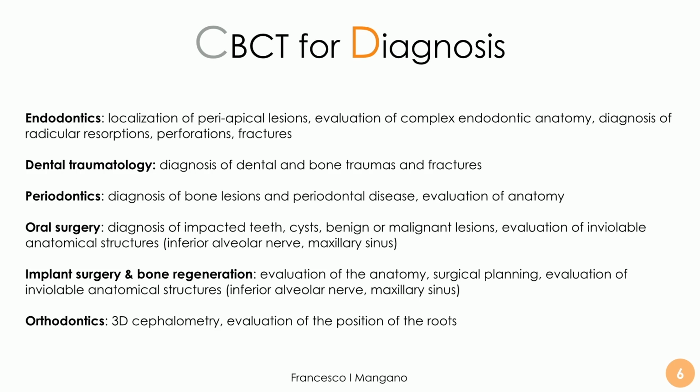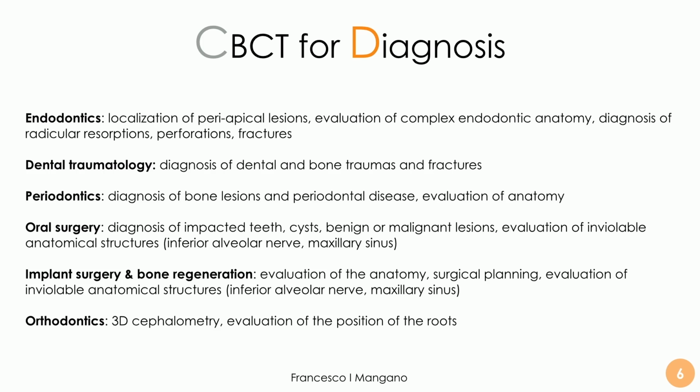In perio it is as well very important because it can help us for the diagnosis of bone lesions, periodontal diseases. We can also evaluate the anatomy, that is also very important for oral surgery. For example, when we have to remove wisdom teeth, or in general impacted teeth, when we have situations like cysts, or benign or malignant lesions, and also when we have to evaluate where structures like the inferior alveolar nerve or the maxillary sinus are in relation with our treatment.